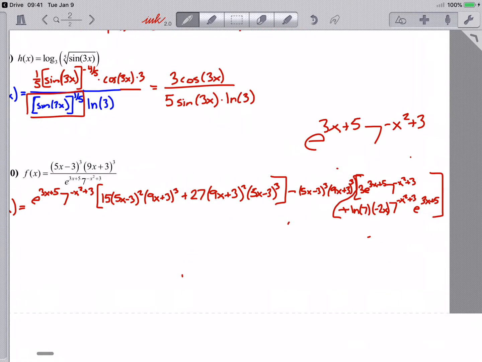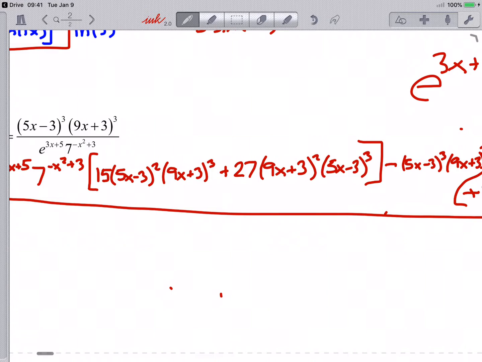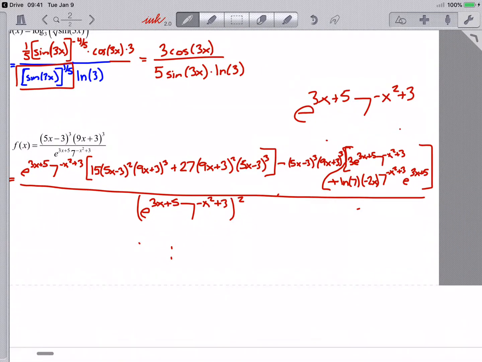Now, all of this goes over my bottom squared. E to the 3x plus 5, 7 to the negative x squared plus 3, quantity squared. And that's just too messy to bother simplifying.